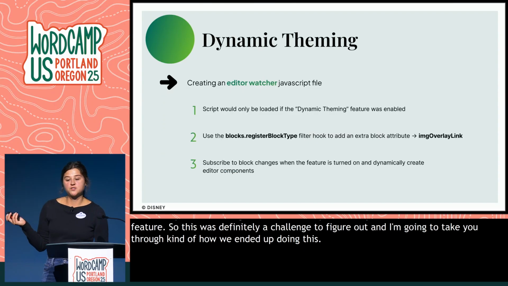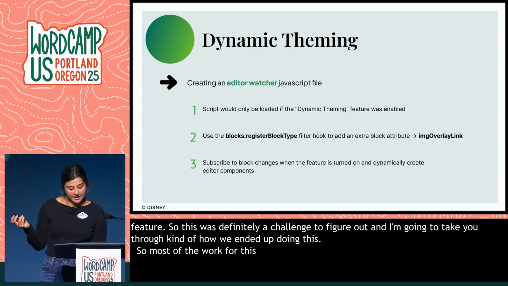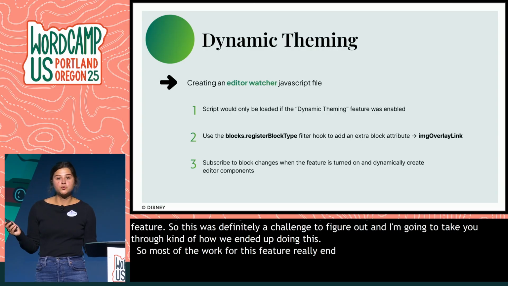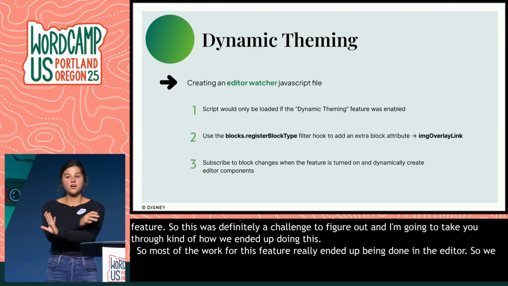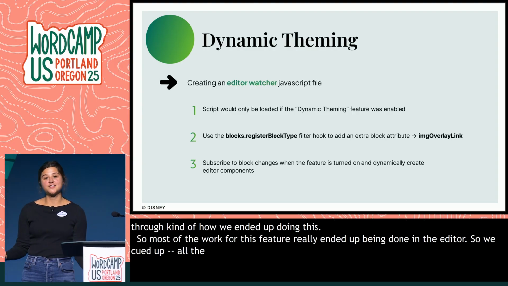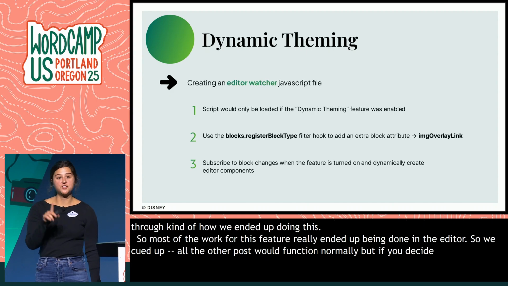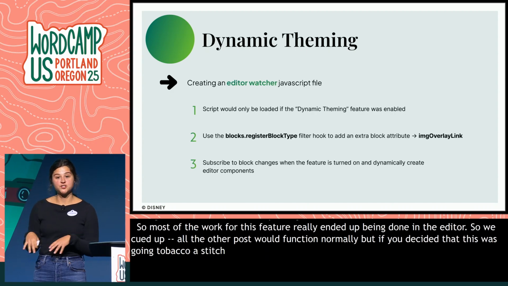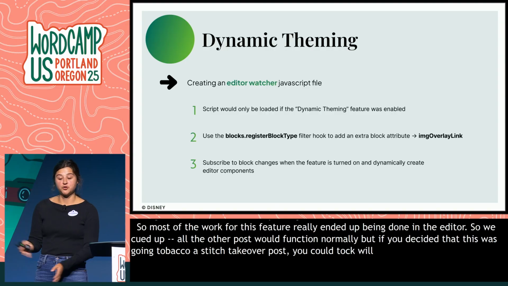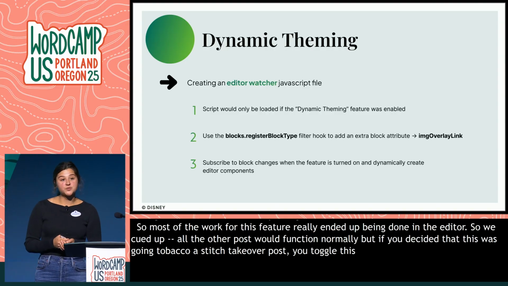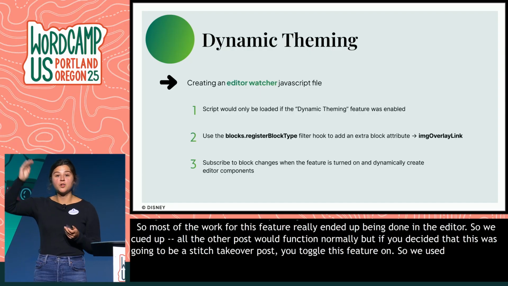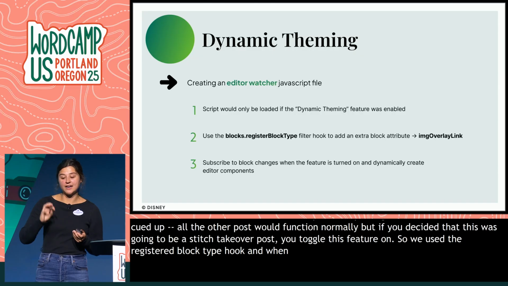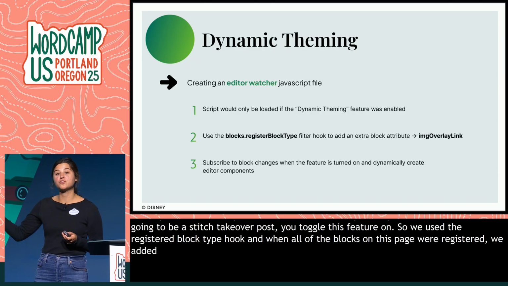So most of the work for this feature really ended up being done in the editor. So we created an editor watcher JavaScript file that was enqueued only when this feature was toggled on. So all the other posts would function normally, but if you decided that this was going to be a Stitch takeover post, you could toggle this feature on and it would load the JavaScript to enable editors to come in and create this experience. So how this worked was we used the registerBlockType hook, and when all of the blocks on this page were registered, we added an extra block attribute called the image overlay link.